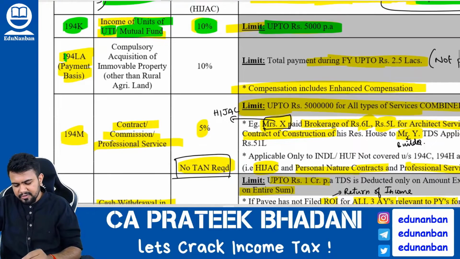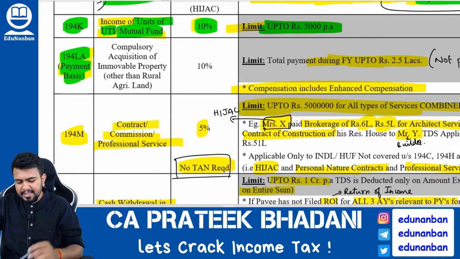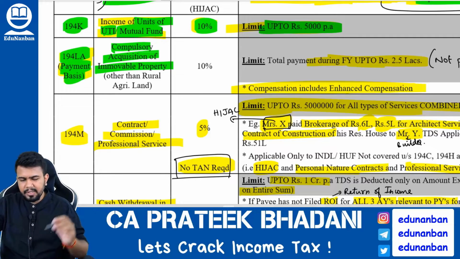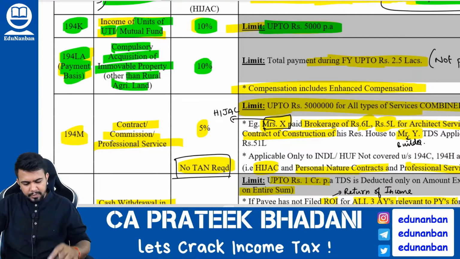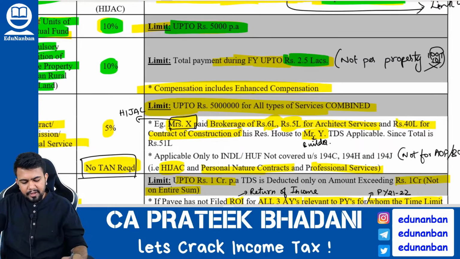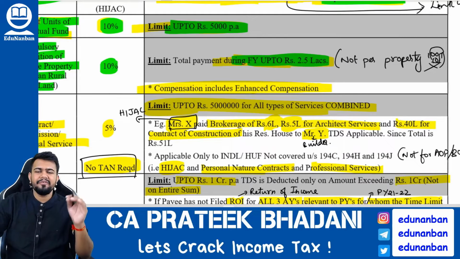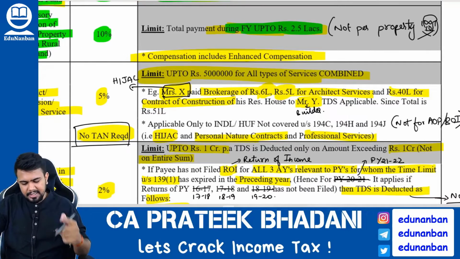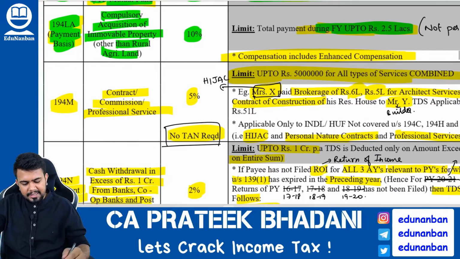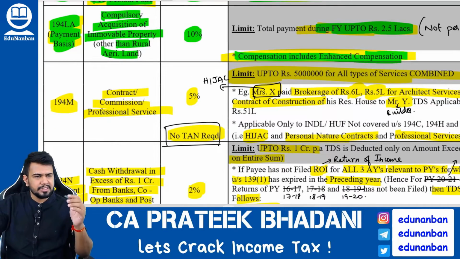Okay. Next, section 194LA. 194LA speaks about compulsory acquisition of immovable property other than rural agricultural land. So if compulsory acquisition compensation is given, the government will deduct the TDS at 10% and then pay the balance amount to the payee. However, up to 2.5 lakh rupees during the year, if the payment is there, then no need to deduct the TDS. Only if it is more than 2.5 lakh rupees, deduct the TDS at 10%. And here compensation includes enhanced compensation also.